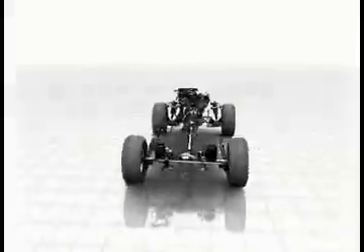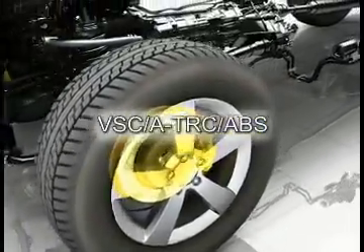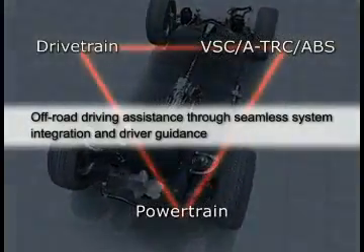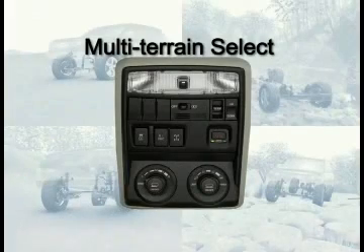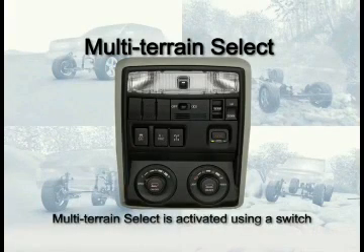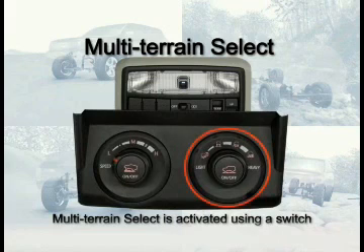Standard on 4Runner Trail, Multi-Terrain Select is a system that helps regulate wheel spin in order to provide the maximum amount of traction for any given off-road scenario. Multi-Terrain Select seamlessly integrates the vehicle's powertrain, drivetrain, and VSC, A-Track, and ABS systems and helps provide driver assistance. Multi-Terrain Select is activated using a switch on the overhead console.